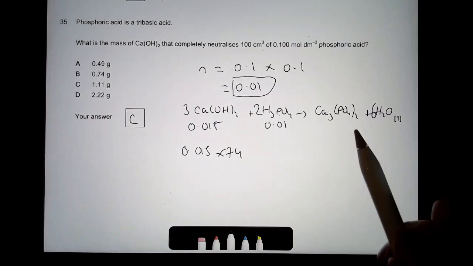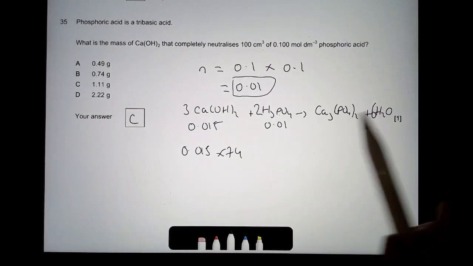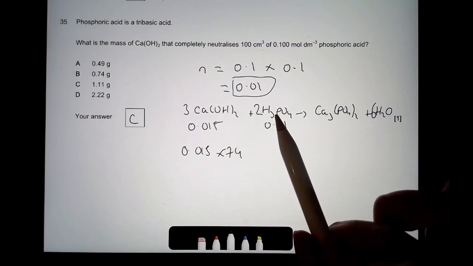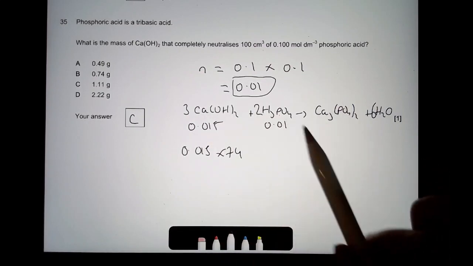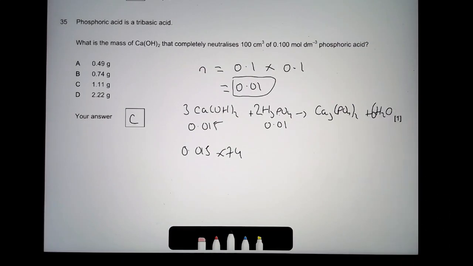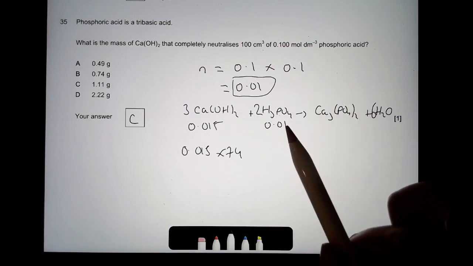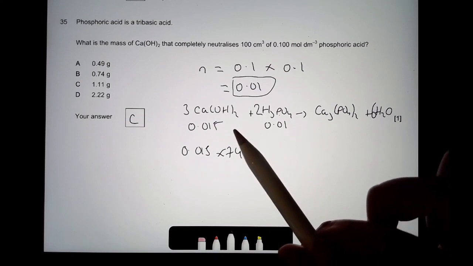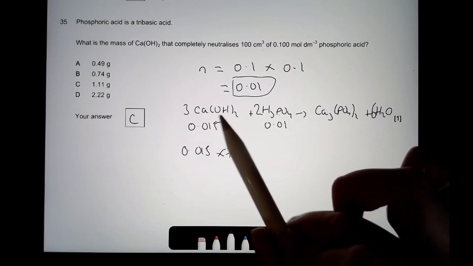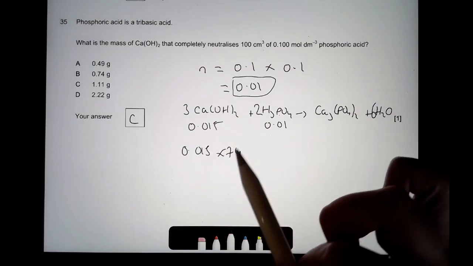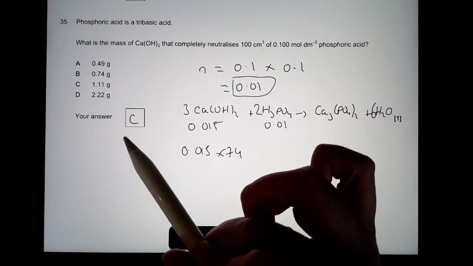You need to work out how much calcium hydroxide is required to neutralize it. So I wrote myself an equation between calcium hydroxide and phosphoric acid. It's a neutralization reaction. You're forming a salt, calcium phosphate. You're also forming water. And when I balance that, I see there's a 2:3 ratio between the two. To work that out then, it's 0.01 divided by 2 multiplied by 3, and I'll work out in moles how much calcium hydroxide I need. Once I know moles, I times by the formula mass of calcium hydroxide, and I get an answer C.